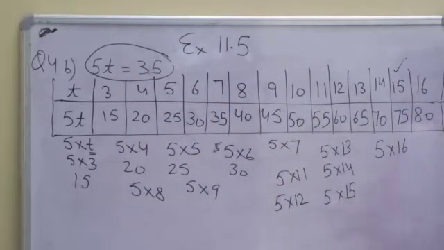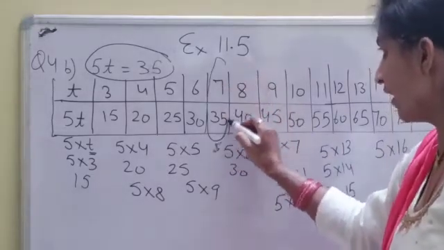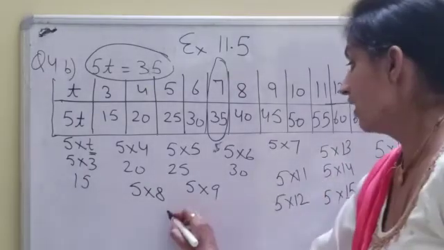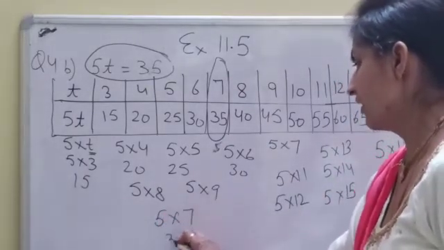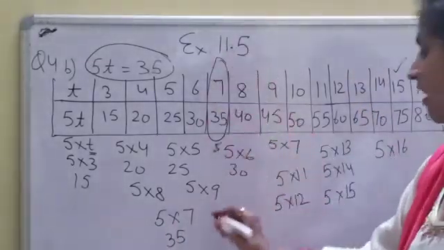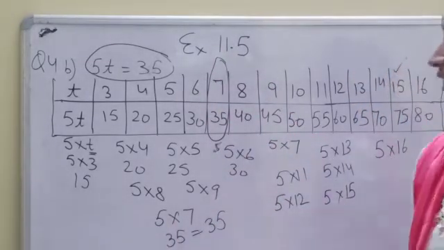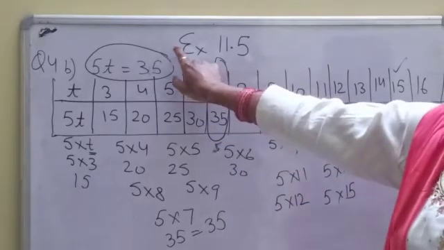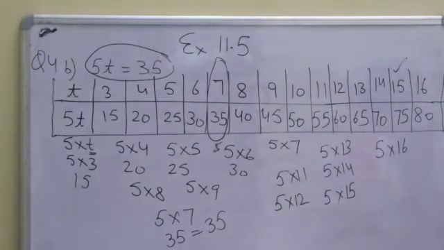Now we have to check where it is satisfying. Satisfying means both the sides are equal. So when we take the value of t as 7, 5 into 7 will become 35 and our other side is also equal to 35. Means left hand side is equal to right hand side. Means value of t should be 7 for this given equation. So this way we can do part B of our question number 4.